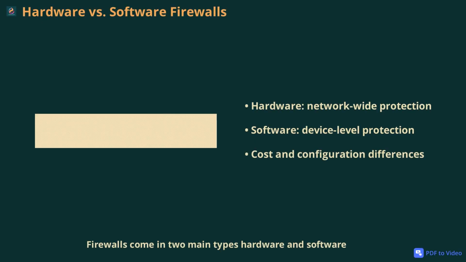Firewalls come in two main types, hardware and software. Hardware firewalls are typically implemented at the router level, protecting entire networks. They are often more expensive and can be harder to configure but provide robust security for multiple devices. Software firewalls, on the other hand, are installed on individual computers, offering protection at the device level. They are usually less expensive and easier to manage. Understanding the differences between these types helps organizations choose the right solution for their specific needs.